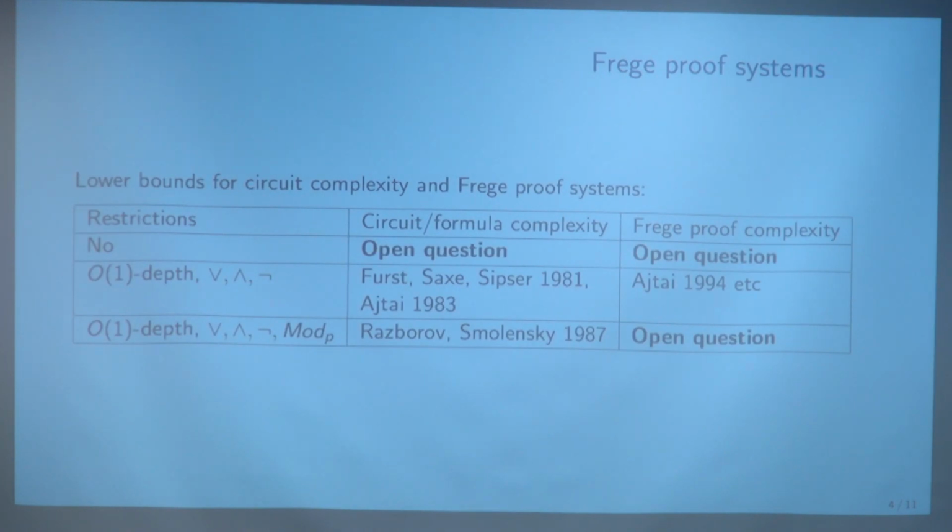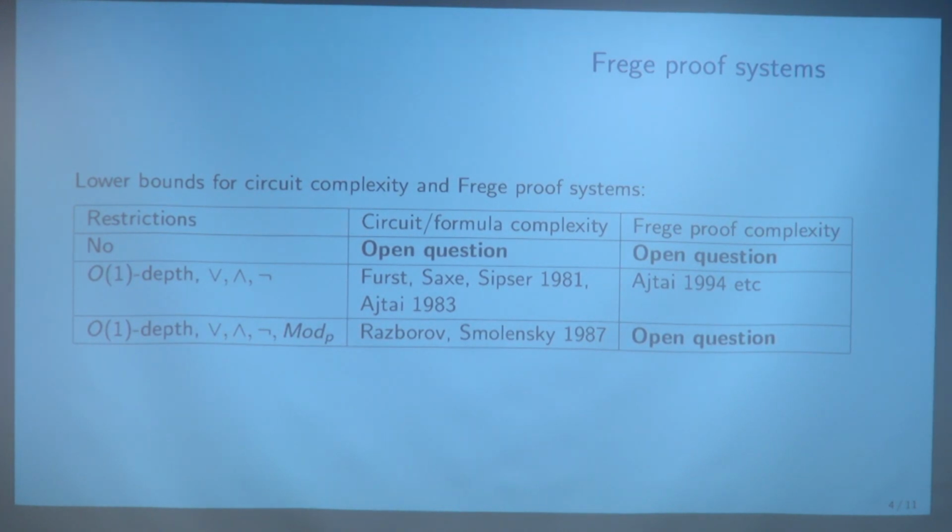So as I said, for unrestricted Frege, there are no known superpolynomial lower bounds, and there are also no known superpolynomial lower bounds for circuit and formula complexity. If we take only formulas with constant depth and 3 types of Boolean connectives, conjunction, disjunction, and negation, then for circuit and formula complexity there are superpolynomial lower bounds, which have long been known, and so are Frege lower bounds. These first Frege lower bounds were essentially a generalization of these methods from circuit and formula complexity.